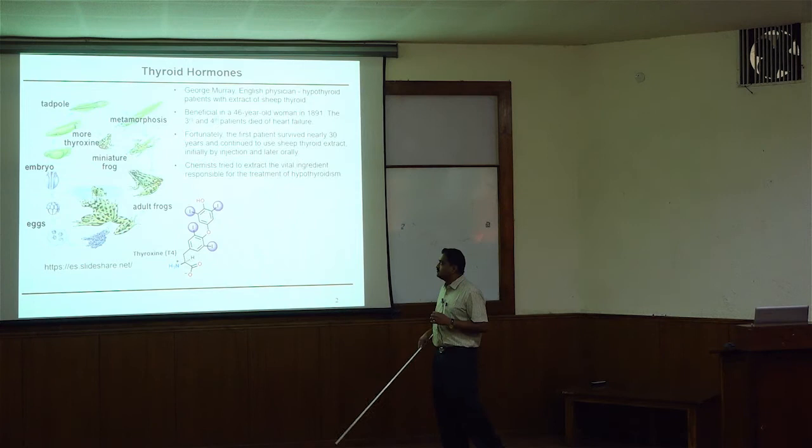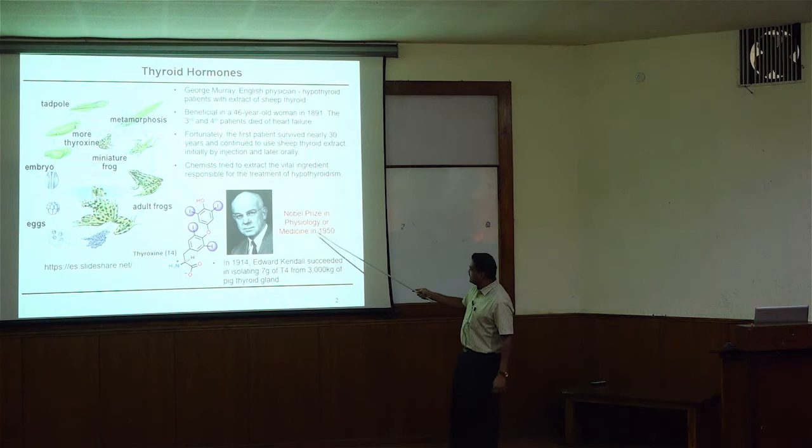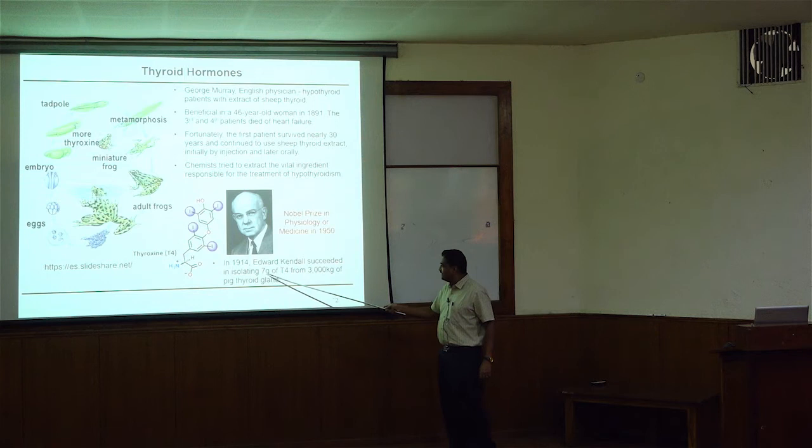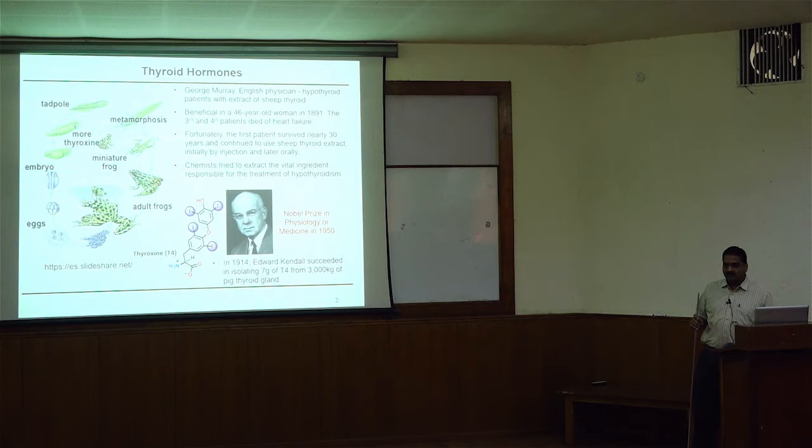Later on, Kendall isolated thyroxine, and he won the Nobel Prize in Physiology or Medicine in 1950. He isolated thyroxine in 1914. He isolated 7 grams of T4 from 3000 kilograms of pig thyroid gland. And a very small amount of thyroid hormones is responsible for all the biological processes that take place in the human body. This is a bit complicated slide.